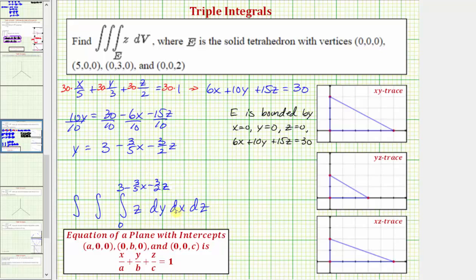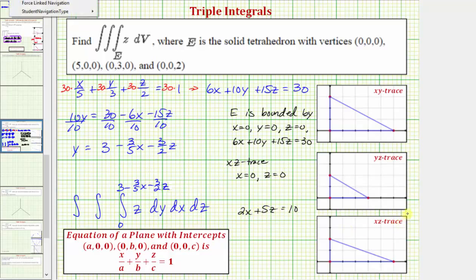And now we need to find the limits of integration with respect to x and then z, which means it's going to be helpful to find the xz trace. To find the xz trace, we set y equal to 0. So for the xz trace, we're looking for the region bounded by x equals 0, z equals 0, and now looking at the equation of the plane, again, if we set y equal to 0, we'd have the equation 6x plus 15z equals 30, which does simplify because there's a common factor of 3. If you divide everything by 3, we would have 2x plus 5z equals 10, which means the xz trace is going to be the region bounded by x equals 0, z equals 0, and the equation 2x plus 5z equals 10.